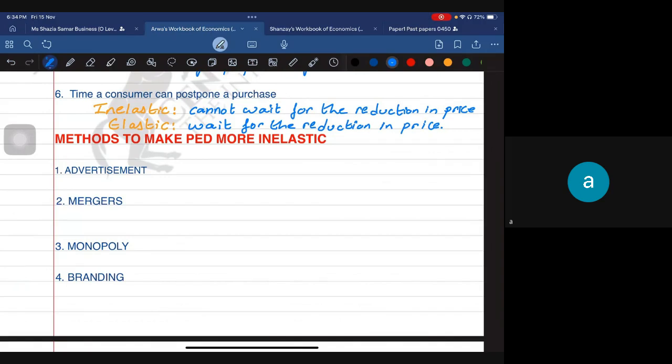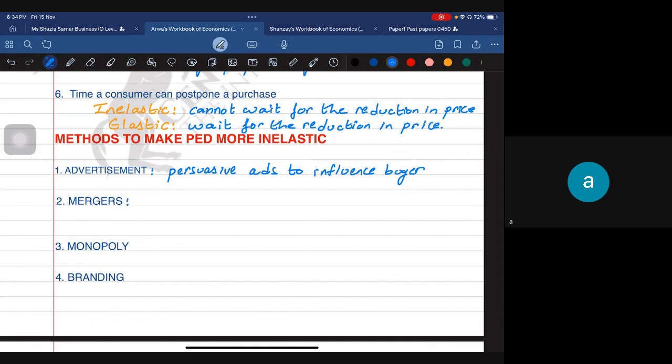Advertisement. Because if a company is advertising their product a lot, people may think that it's a necessity, something which they need, and then they would want to buy it more. So then it will become inelastic. So practice, persuasive ads can do that for you, they can influence the buyer.